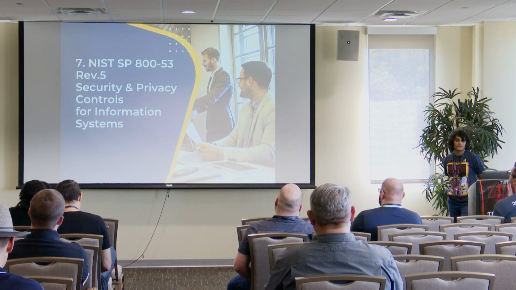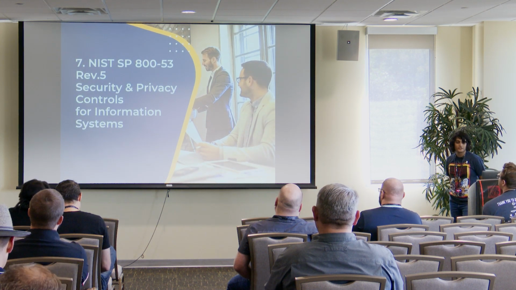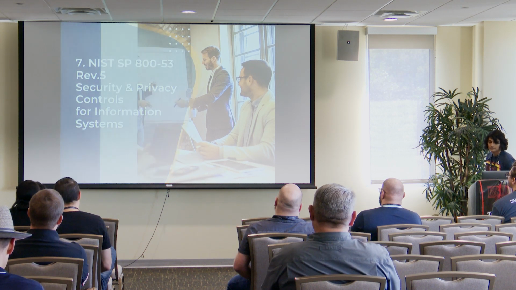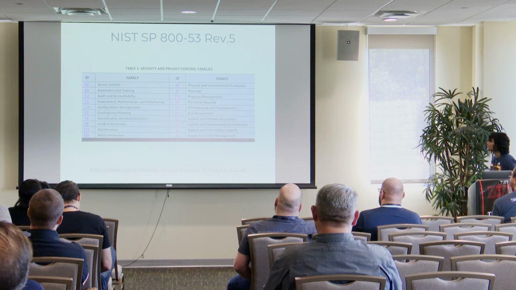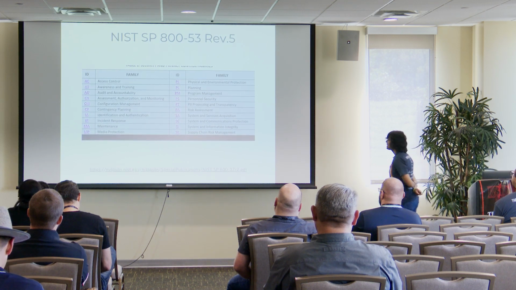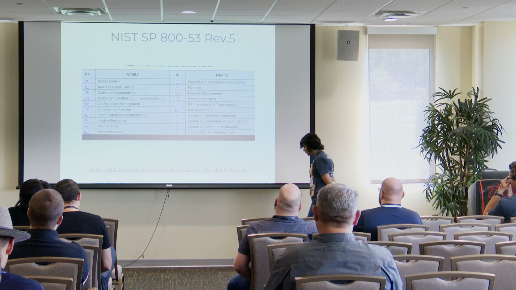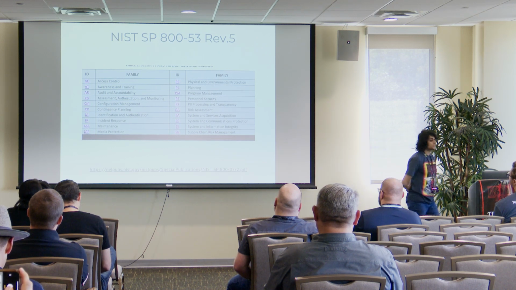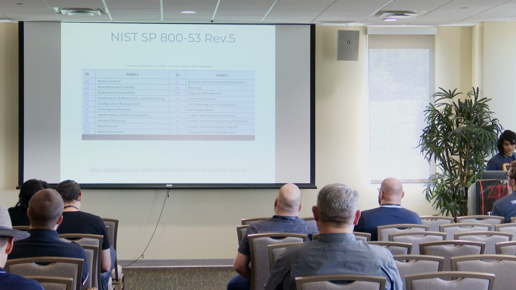Further, we have NIST SP 800-53 Rev 5, security and privacy controls for information systems. From a compliance standpoint, this is what you could use to audit against. You can do it yourself or have somebody else do it. And these are the control sets that are defined within it. So we have everything from access controls to supply chain risk management.